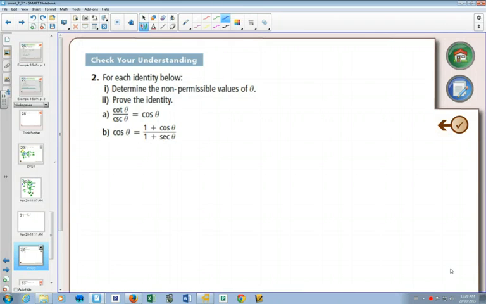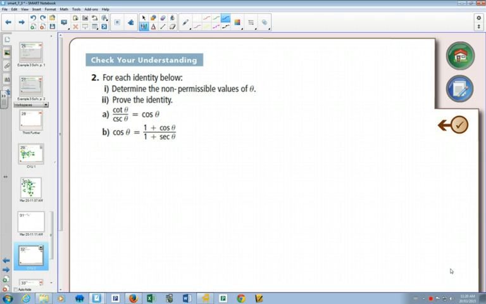So we're going to do part I together for both A and B, and then I'm going to let you try to prove them, because this is a unit that no amount of watching will help. Watching someone else do a proof won't teach you much until you try it on your own and find out where your skills are. So I'm going to give you some time to try those. I'll show you a couple of proofs as a result, but we're going to start with the non-permissible values.